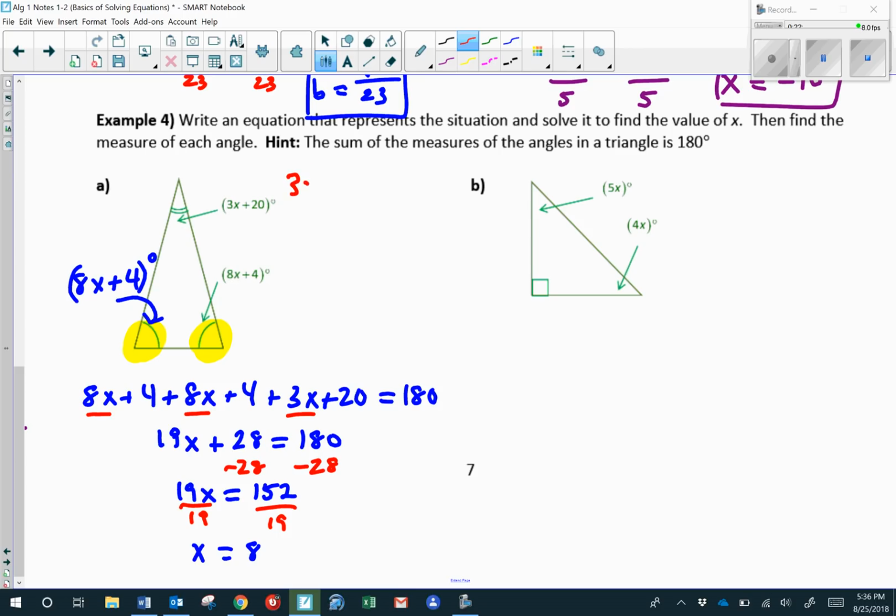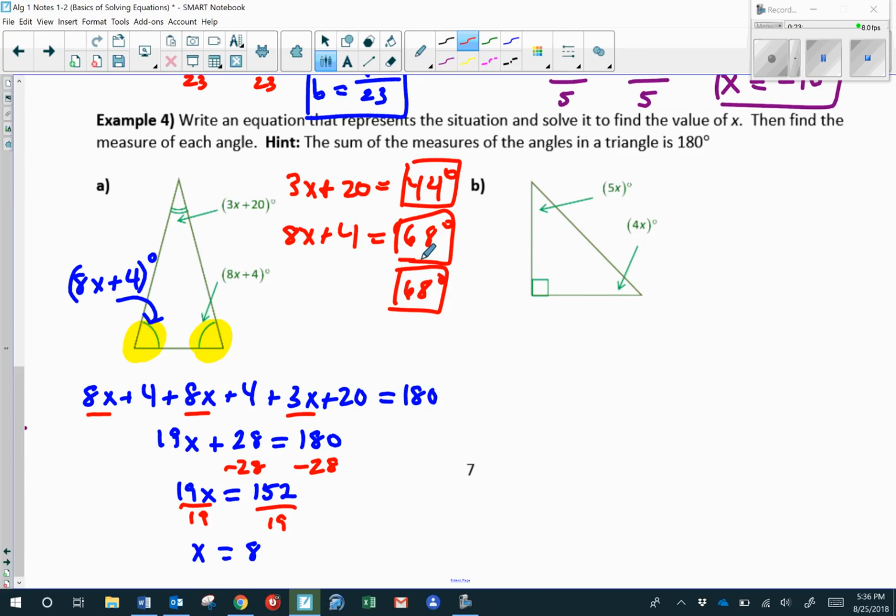So our angle that measured 3x plus 20 is 3 times 8, which is 24, plus 20 is 44 degrees, is one of the angles. The other two angles are both 8x plus 4 degrees. 8 times 8 is 64, plus 8 is 68. So we have 44, 68, and that third angle is the same as the second, 68. Just as a check, those three angles should add up to 180 degrees.